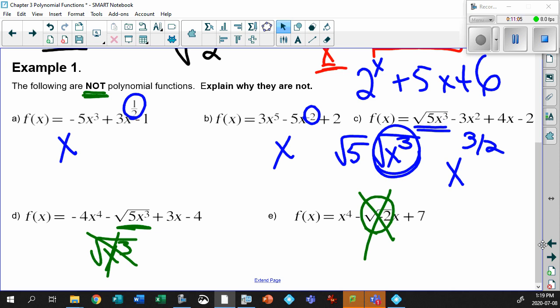Now that we've got the review down, now that we know what polynomials are all about, let's start exploring them in the next couple of podcasts.